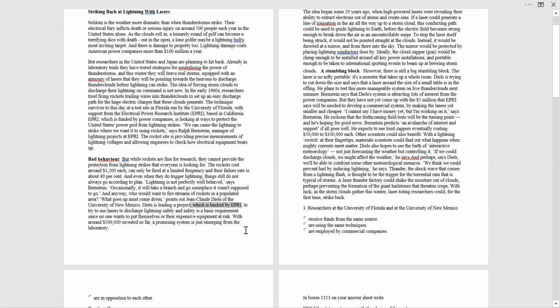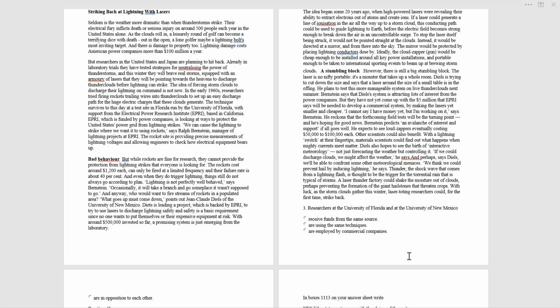They're not using the same technique because they're working on other projects. If you have read it, you get it. Are employed by commercial companies. This is not the subject even here. And are in opposition to each other. This is not mentioned about both of them either. So what is common to both of them is that they're receiving funds from EPRI. So they receive funds from the same source. So A is the answer here.